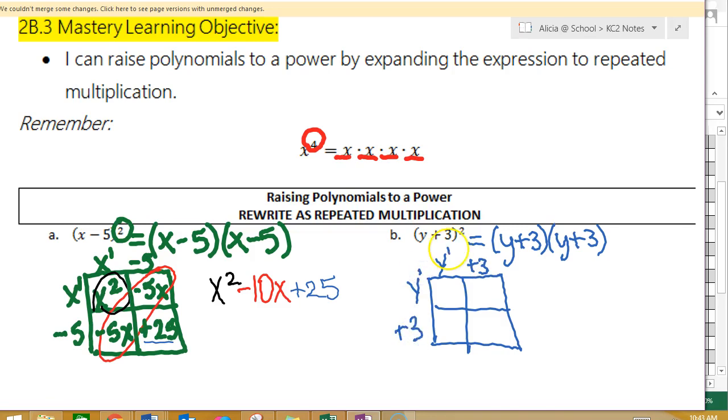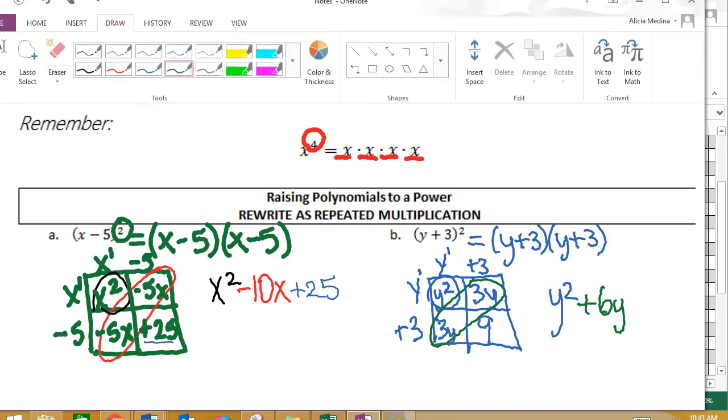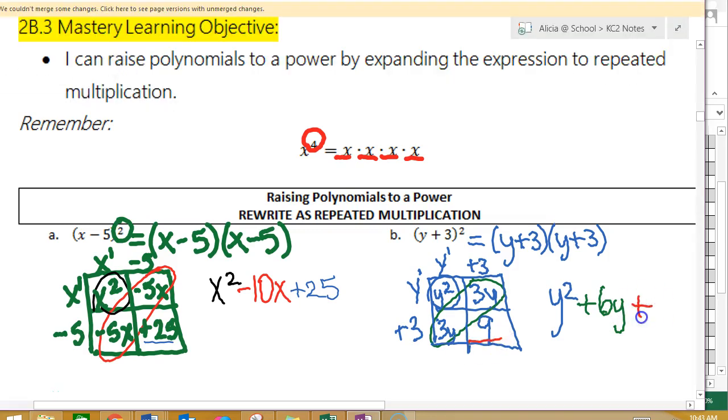y to the first power times y to the first power is y squared. Remember, when we multiply, we add exponents. y times 3 is a positive 3y. y times 3 is another positive 3y. And 3 times 3 is a positive 9. Alright, we can combine our like terms. I see my y squared right there. My diagonals, 3y and 3y, are like terms, so we can go ahead and combine those. 3y plus 3y is 6y. My last term is the constant 9 that has no other like terms, so I just bring that down to my final answer as a positive 9.